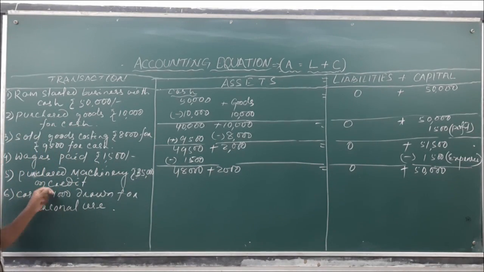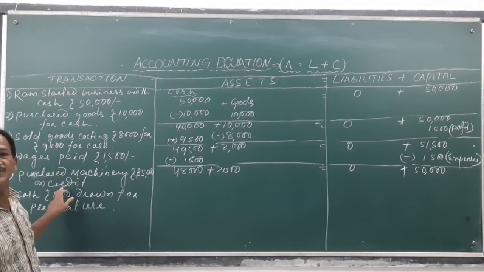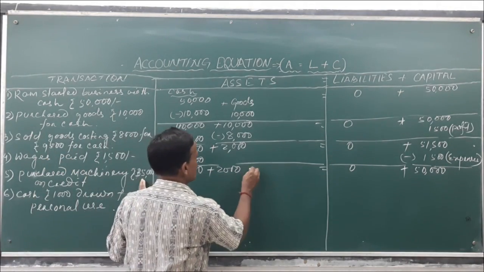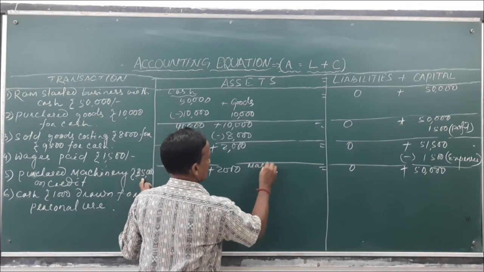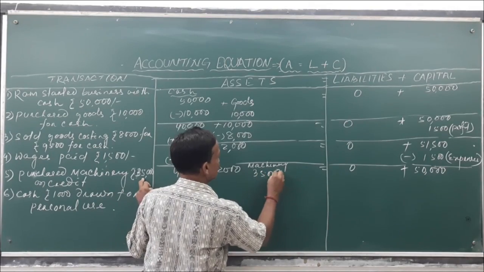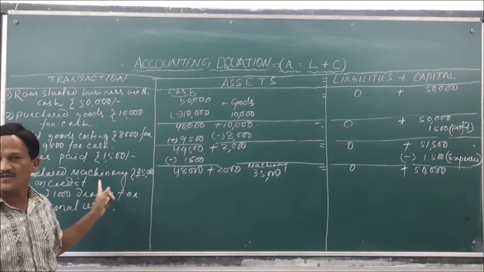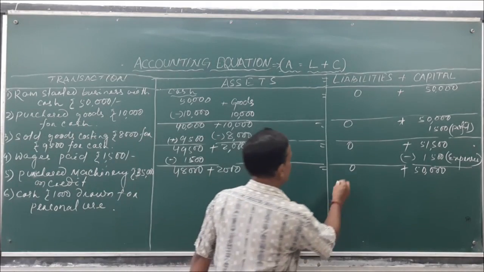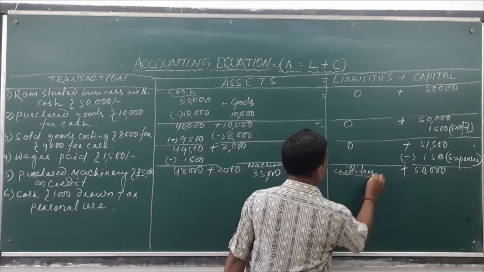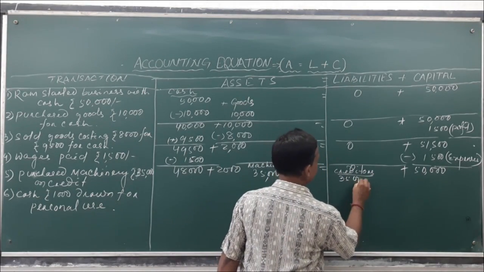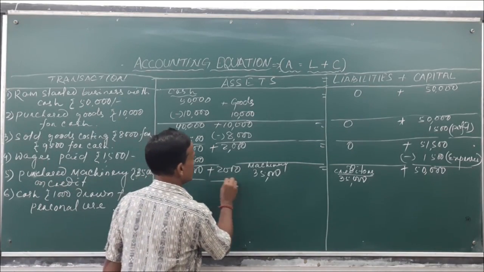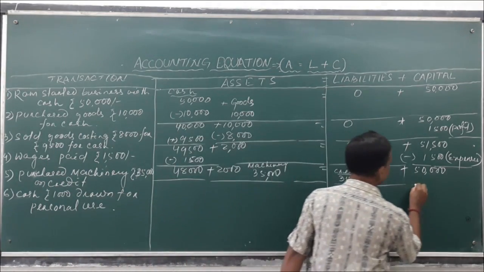Then the fifth transaction: purchase machinery 35,000 on credit. Machinery is an asset, so a new asset is created, machinery 35,000, purchased on credit. So creditors of 35,000 are created.